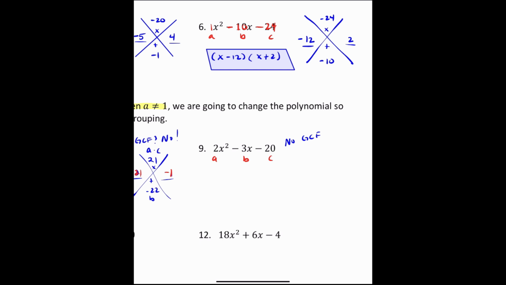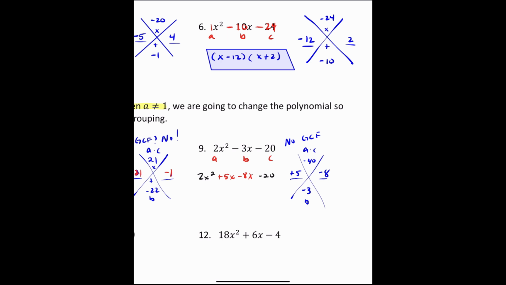Now, what we're going to do is draw an X on our paper. A times C goes up top, B down below. 2 times negative 20 is negative 40, and our B value is negative 3. So the two numbers are positive 5 and negative 8. So we have 2x squared plus 5x minus 8x minus 20.